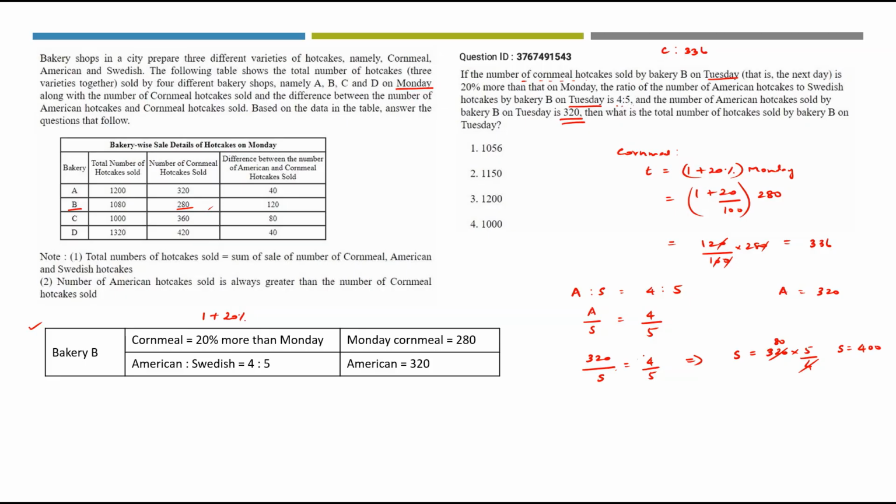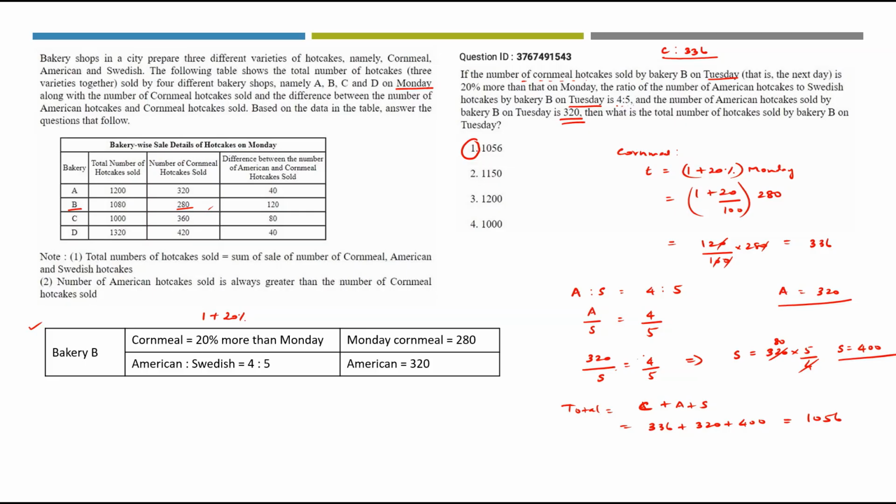Now we have cornmeal as 336, American as 320, Swedish as 400. So in order to find the total number of hotcakes sold by bakery B on Tuesday, just add the cornmeal, American, and Swedish count. 336 plus 320 plus 400. This will give a value of 1056. This is available in option number 1.